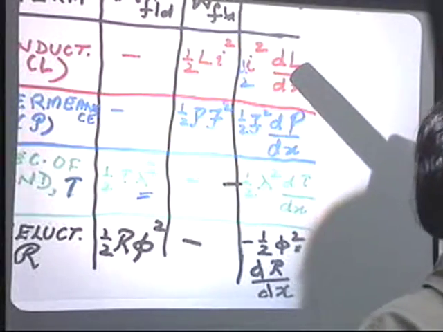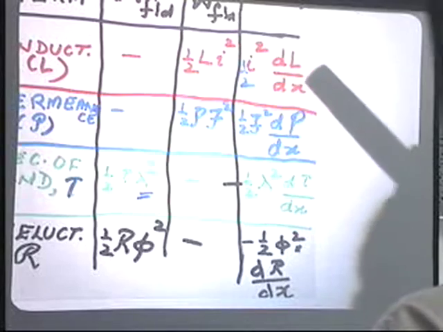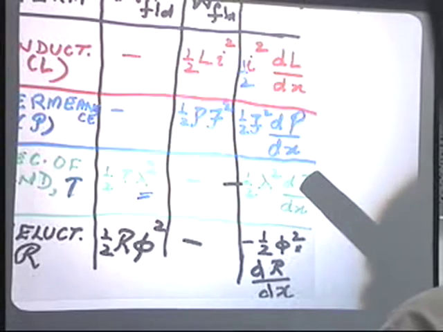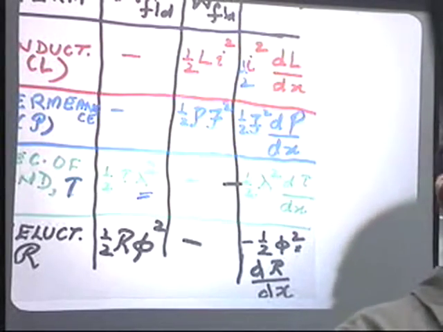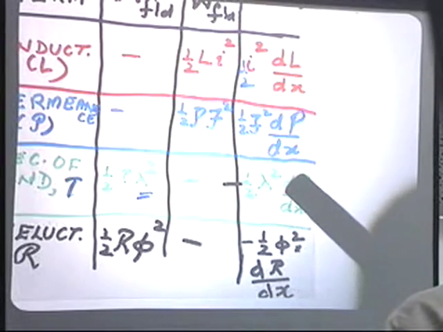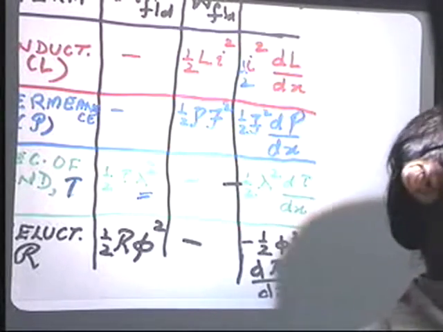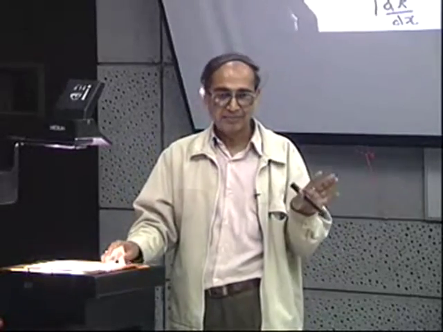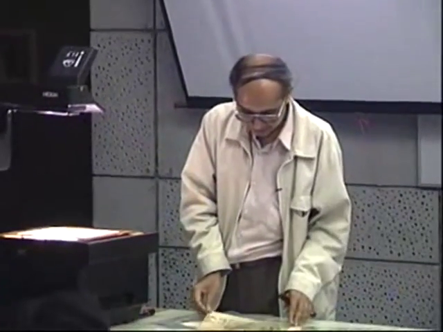Okay, so to sum up the last column here, the force acts in a direction to increase the inductance, decrease the permeance, decrease the reciprocal inductance, and decrease the reluctance. So force always acts in a direction to increase inductance, increase permeance, decrease reluctance, and decrease reciprocal inductance. So these are the basic and fundamental things of the energy conversion principle.